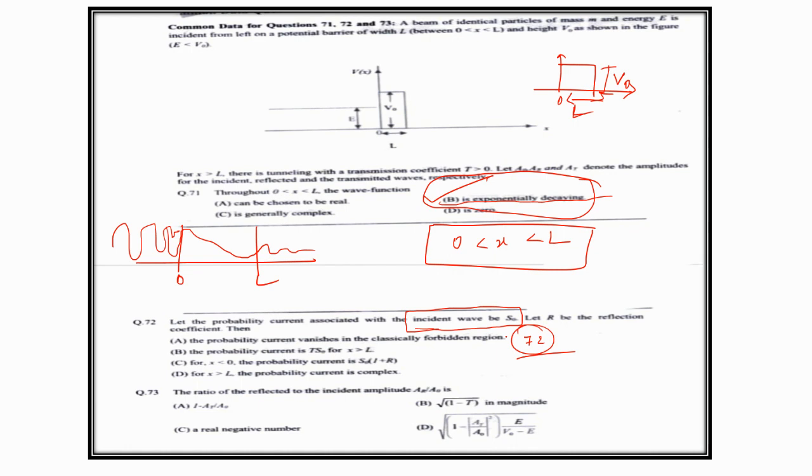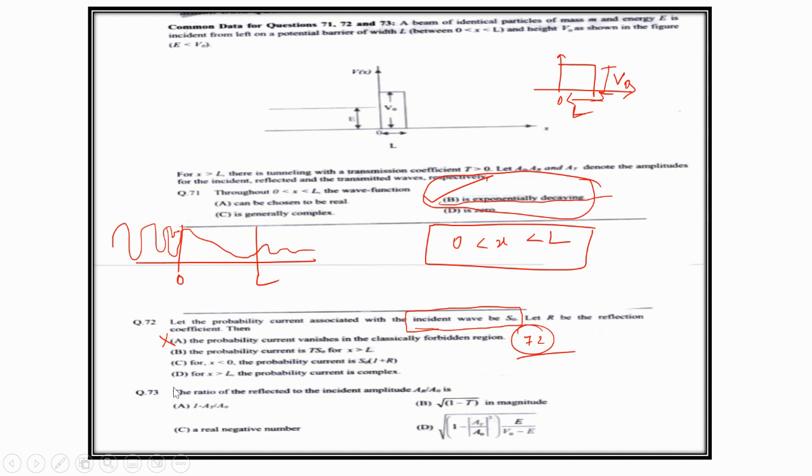So first: the probability current vanishes in the classically forbidden region. It is not true, because we know that tunneling is a quantum mechanical process, right? Classically tunneling is not allowed, but quantum mechanically it is allowed. So there is some probability of finding the particle, and that probability is decaying exponentially, right?